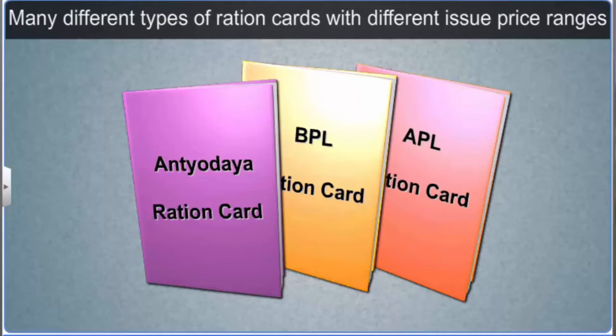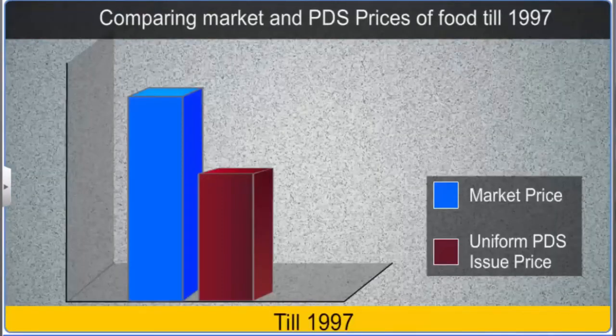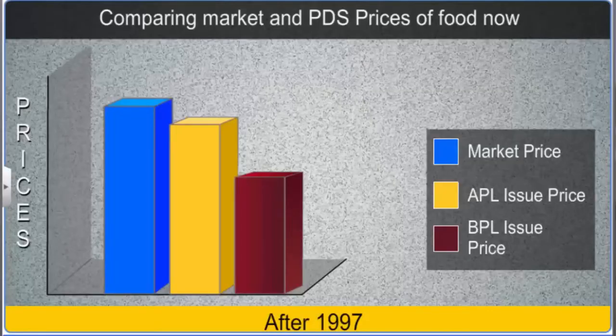As mentioned earlier, till 1997, all families with ration cards could buy a fixed quota of food grains and sugar from ration shops at uniform subsidized rates. However, now people who live above the poverty line and have ration cards of that category get very little subsidy on prices, and thus have little incentive to buy from ration shops.